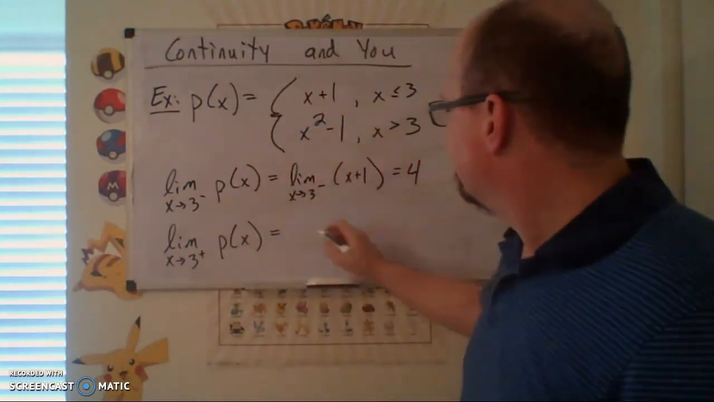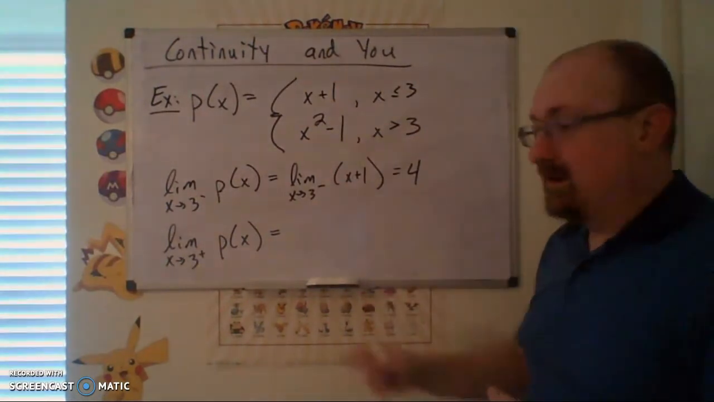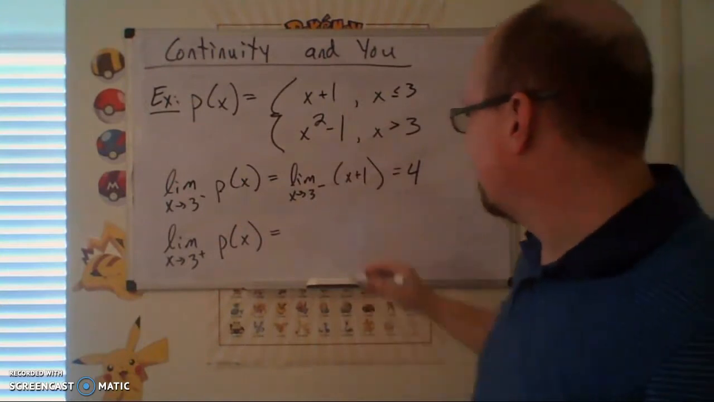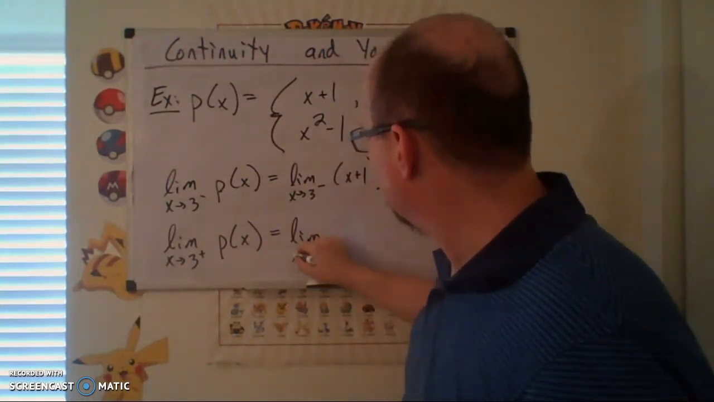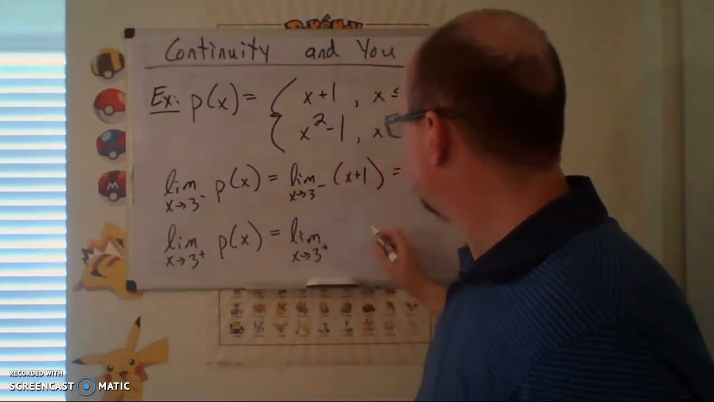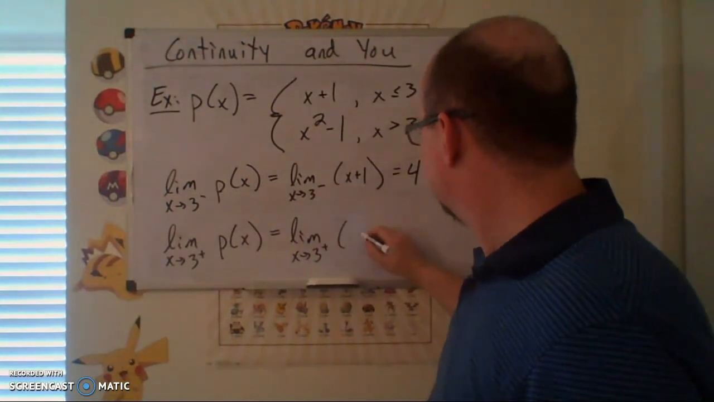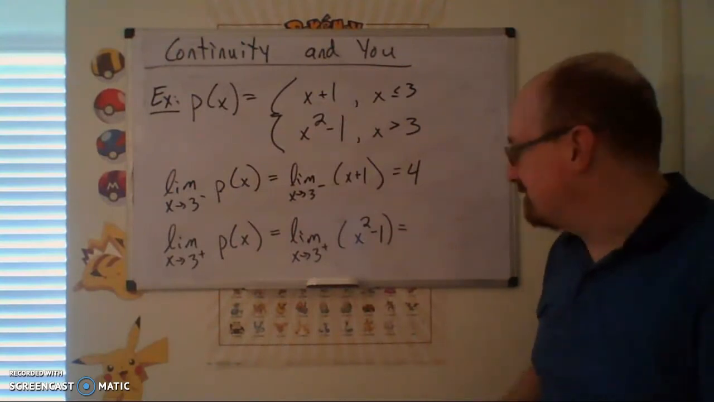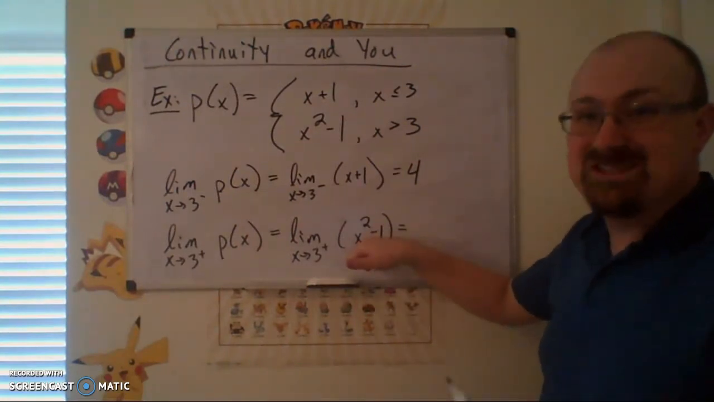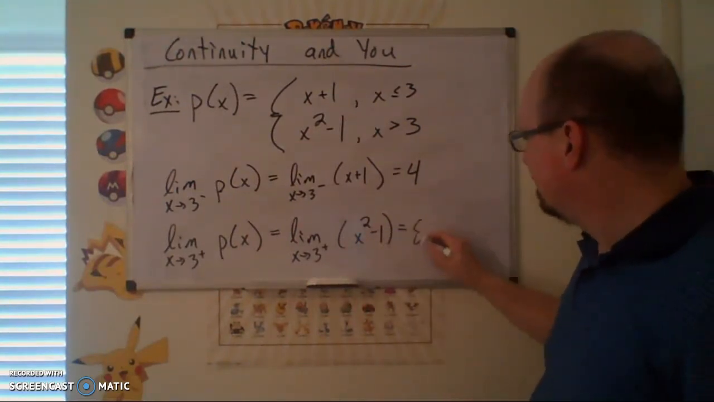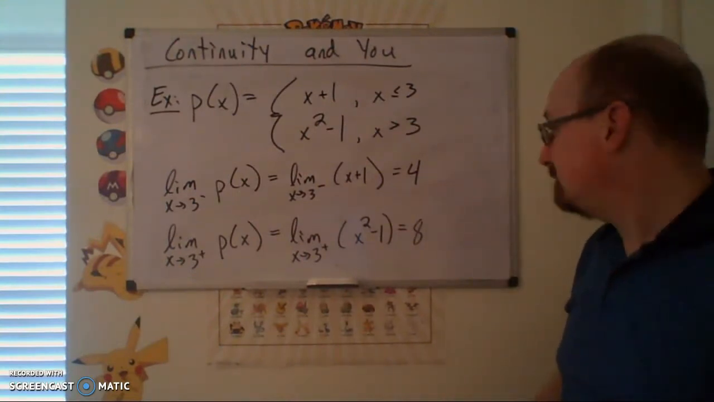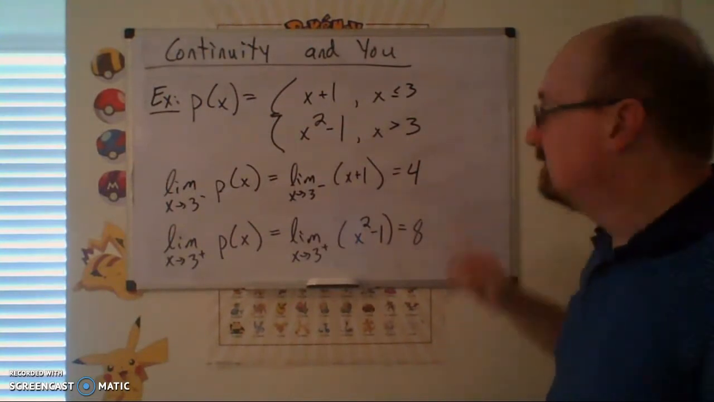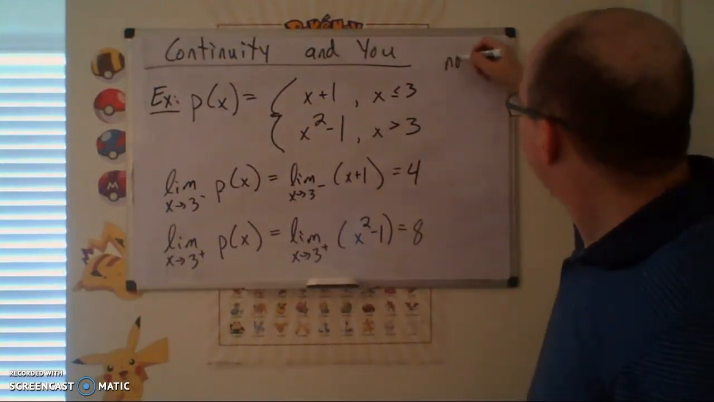Okay. So, the right-hand limit with the plus, that means my x values are all greater than 3. So now I'm using this piece. So the limit as x approaches 3 from that side of just x squared minus 1. If you do that direct substitution here, 3 squared is 9. 9 minus 1 gives me 8. Last I checked, 4 is not equal to 8.